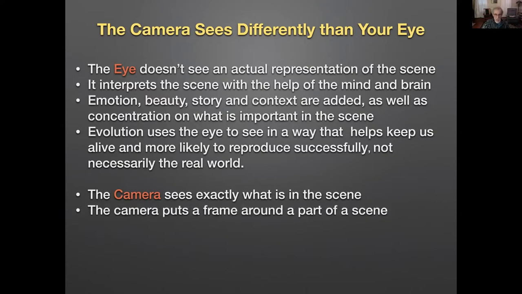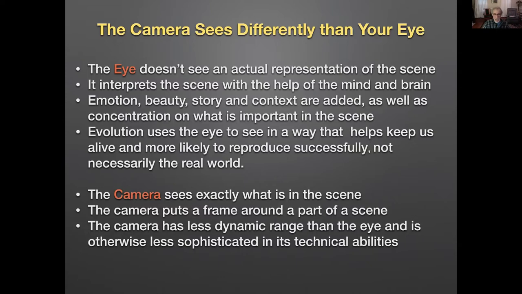The camera, as I said, puts a frame around part of the scene. When you're looking at a scene with your eye, there's no frame. There's a peripheral vision, but you're not seeing it in any way that the camera is seeing it. The camera has less dynamic range than the eye and is otherwise less sophisticated in its technical abilities.